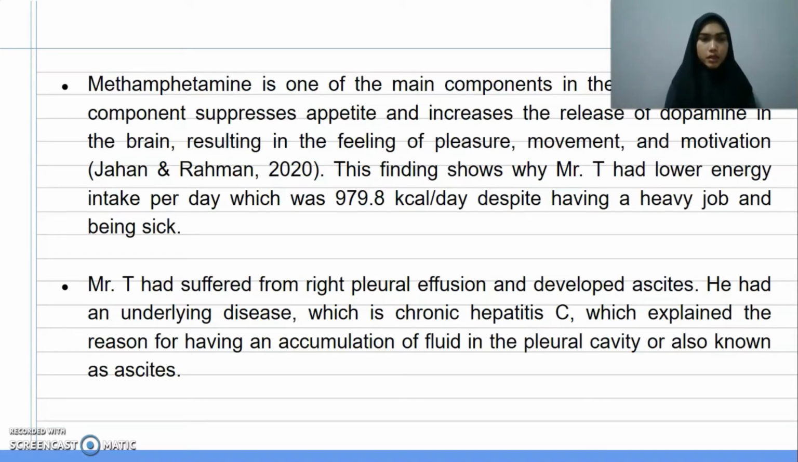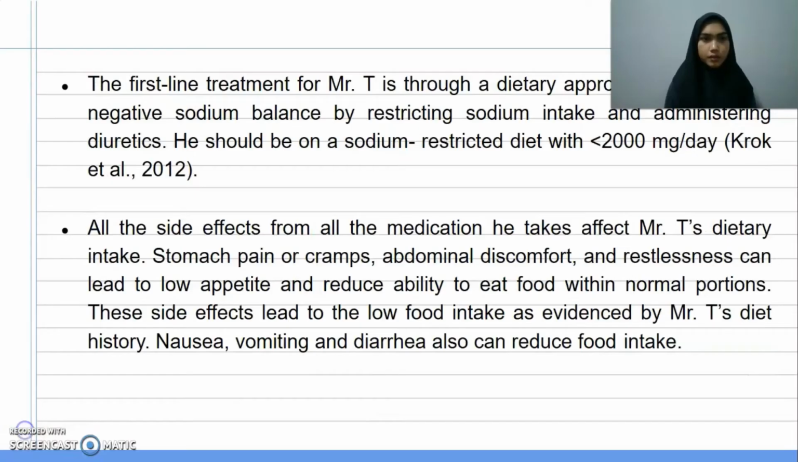He had an underlying disease, which is chronic hepatitis C, which explained the reason for the accumulation of fluid in the pleural cavity, also known as ascites. The first-line treatment for Mr. T is through a dietary approach by creating a negative sodium balance by restricting sodium intake and administering diuretics. He should be on a sodium-restricted diet with less than 2000 mg per day.